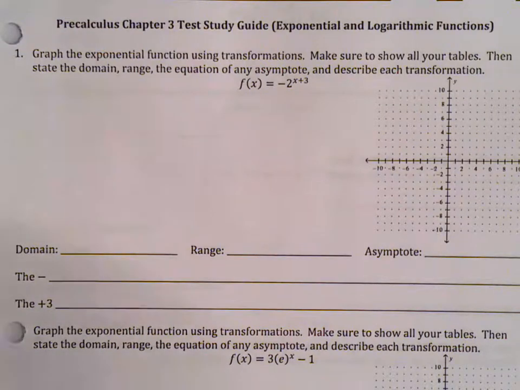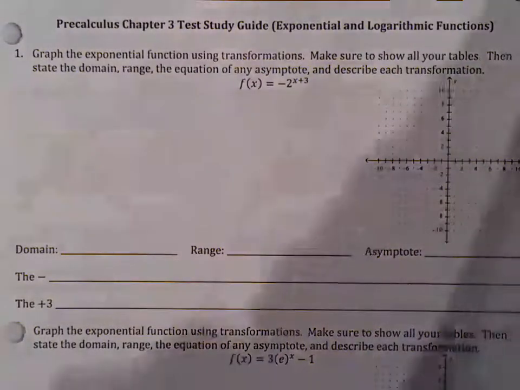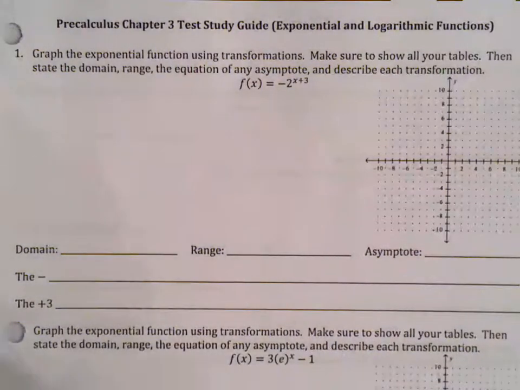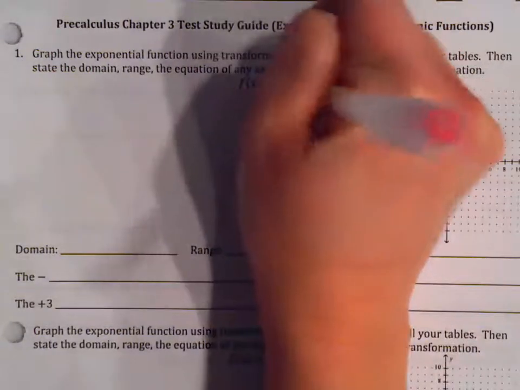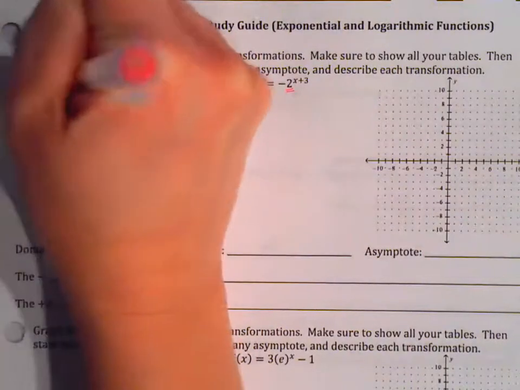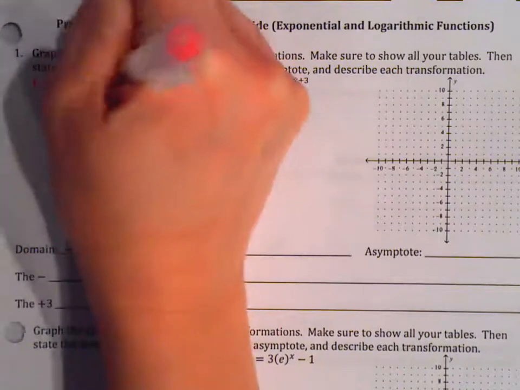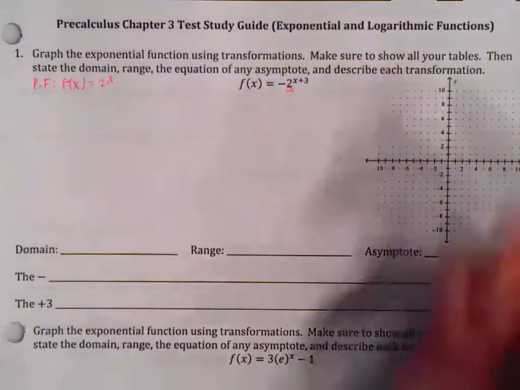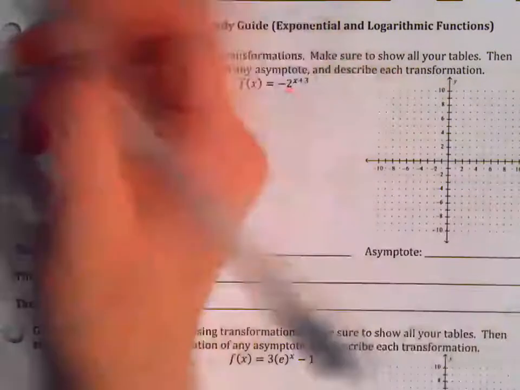Number 1 says graph the exponential function. Right in the statement, it tells us it's the exponential function, so we know which parent function to use. The parent function here, we're looking at what's the base, and the base here is 2. So that means my parent function is 2 to the x power. So let's start with that table.